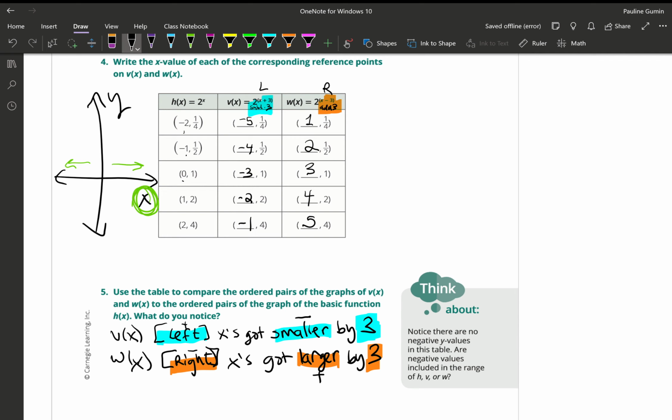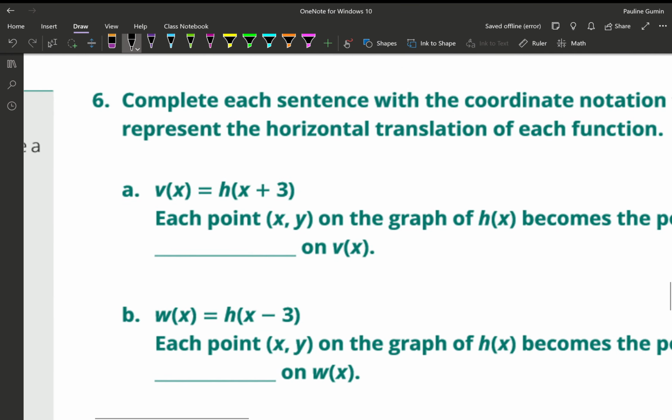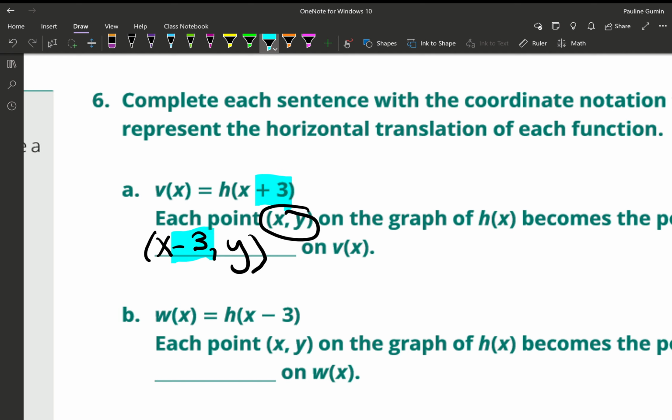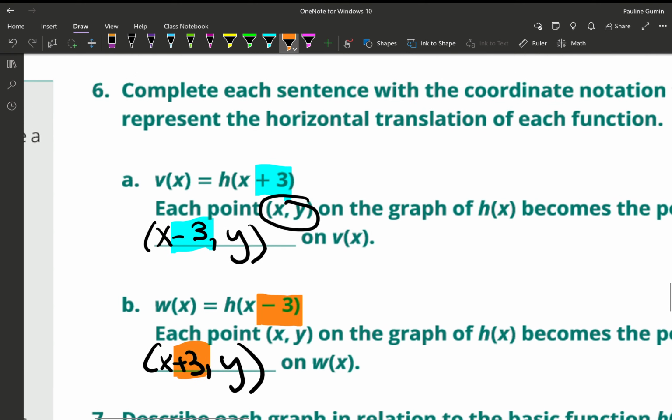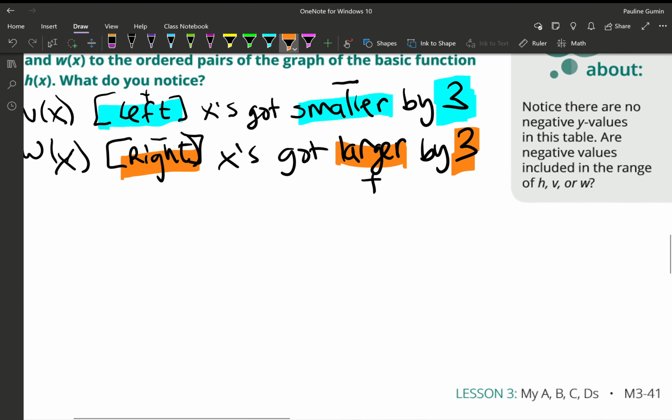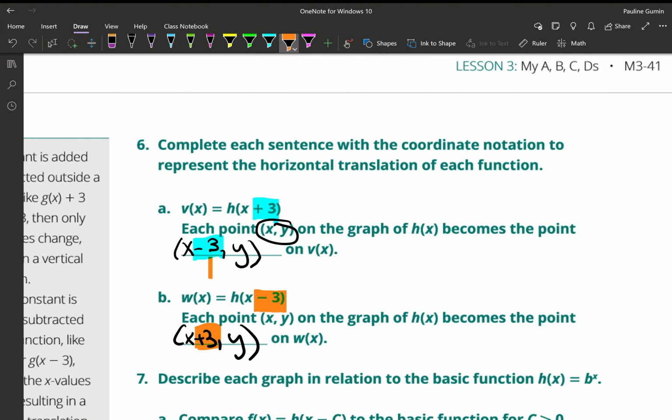And let's write that down in math language for number 6. So if our original points are x, y, when we move to the left, we're subtracting 3 from x, and y stays the same. Again, reminding you, the plus means minus. And when we're moving to the right 3, it looks like we're minusing, but we're actually adding. Okay, so number 6 is number 5 in math, right? Smaller by 3, larger by 3, smaller by 3, larger by 3.